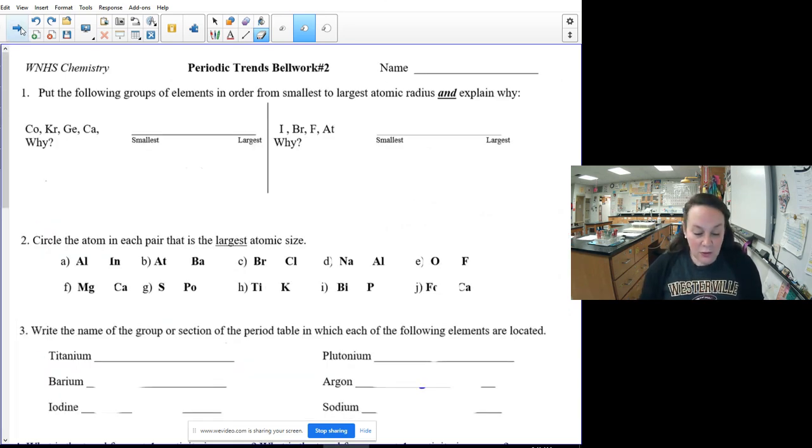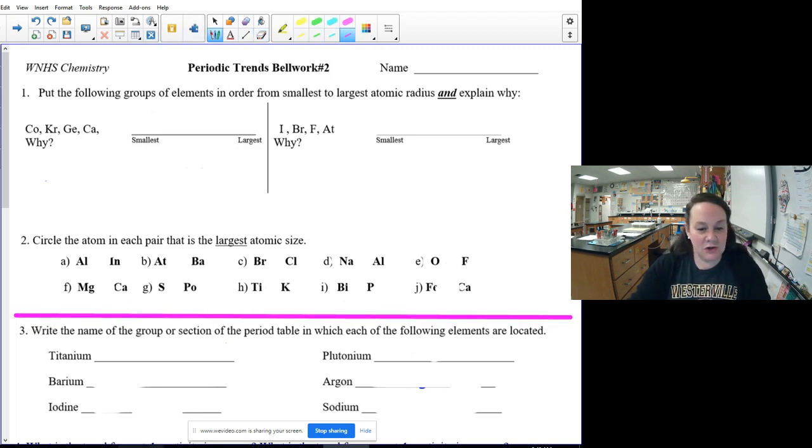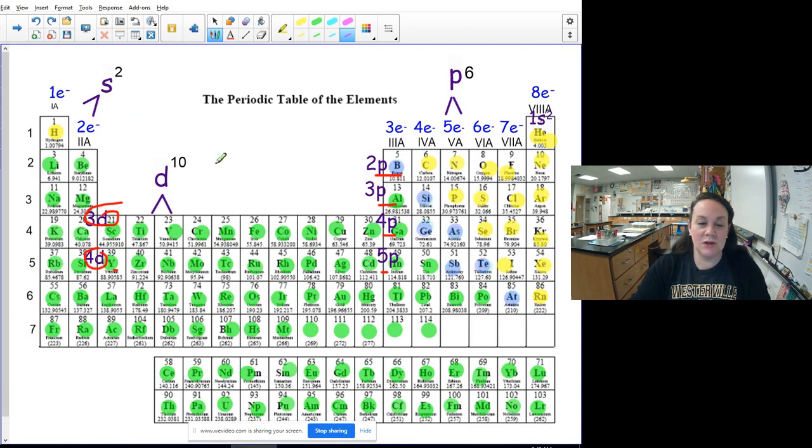Then the second to last thing that we did was your bell work number 2. If you don't have your periodic table near you, or if you want your notes near you, that's fine, so pause it if you want. If not, we're going to go through a couple of these. The first 2 talk about the size of atoms. So let's refresh ourselves and talk about what the size was.